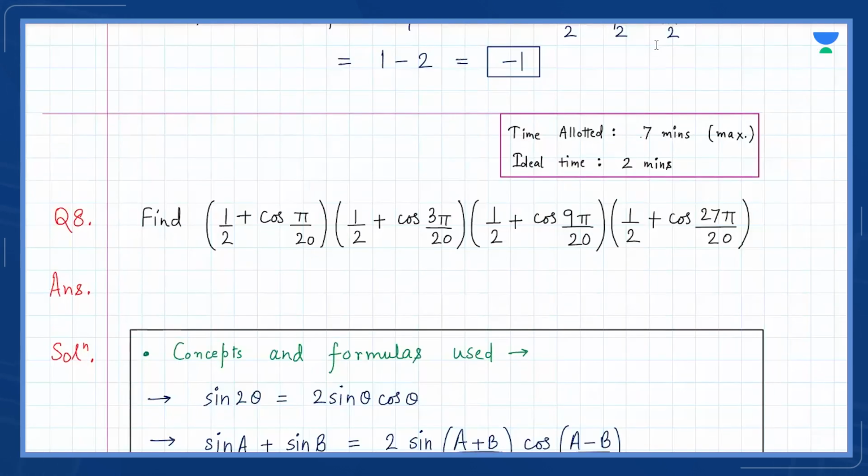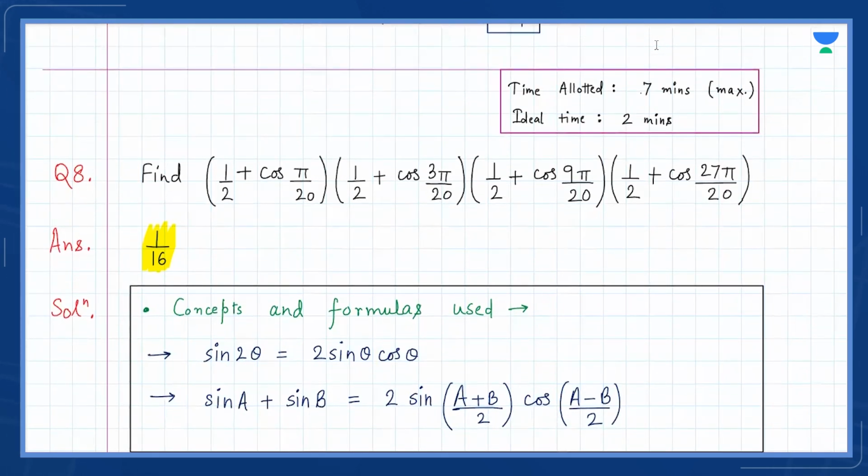So the answer, first of all, would be equal to 1 by 16, and the concepts and formulas used here would be sin 2θ = 2 sin θ cos θ, and sin A + sin B = 2 sin((A+B)/2) cos((A−B)/2).